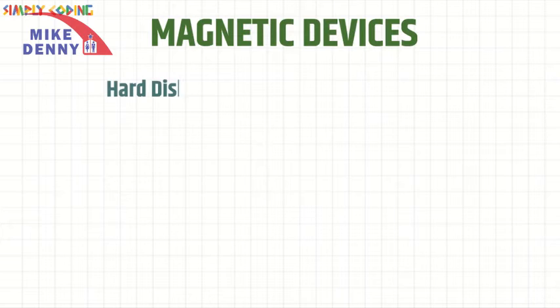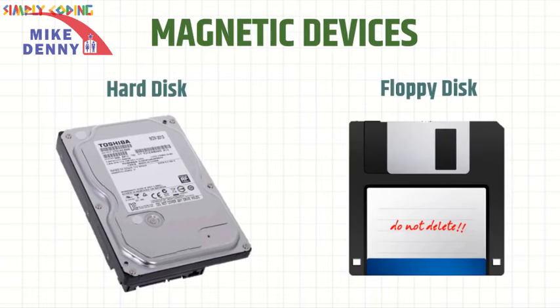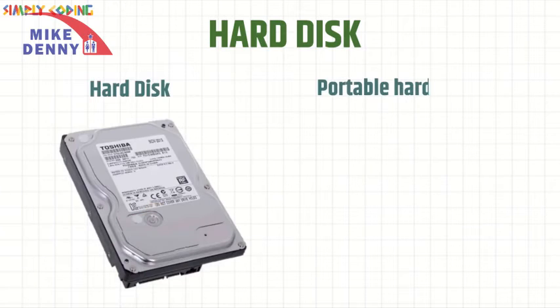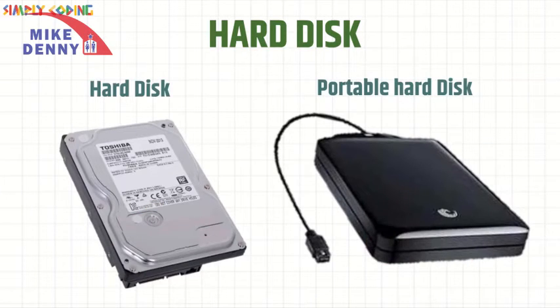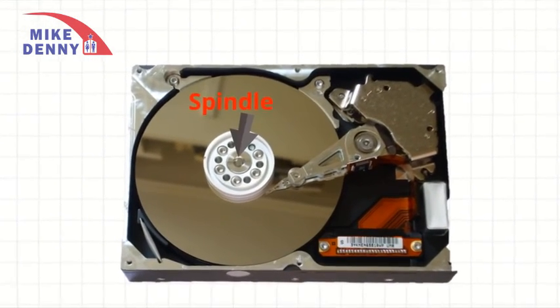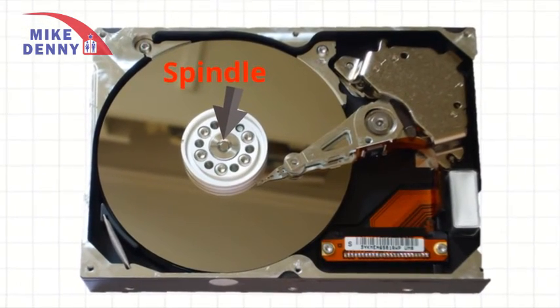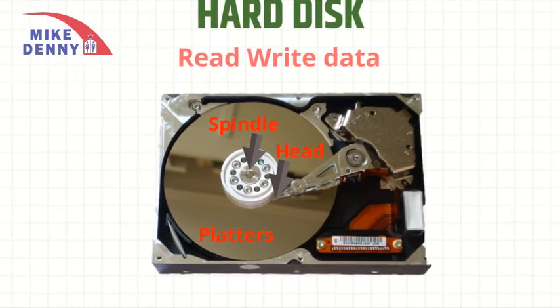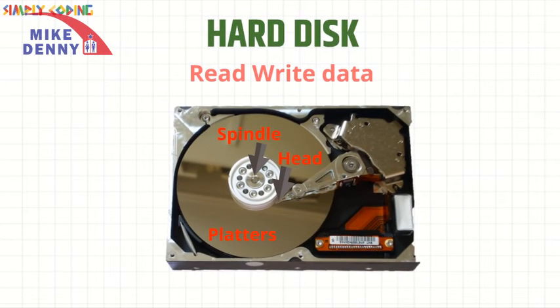Magnetic storage devices include hard disk and floppy disk. Hard disks are typically installed inside the computer, though portable hard disks are also available. Inside a hard disk, there is a spindle which holds one or more rotating disks called platters. These disks are coated with magnetic material. These disks have a magnetic head which is used to read or write data on the disk.